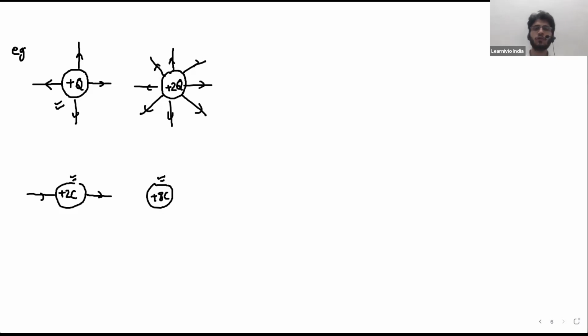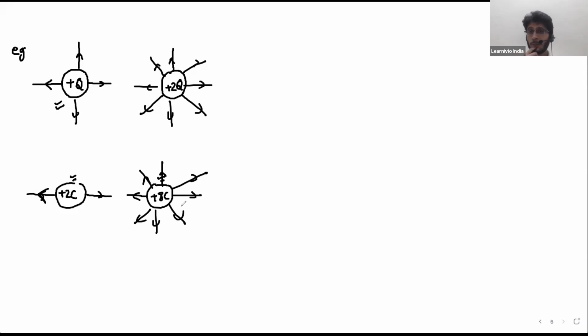So if your charge is 4 times, then what will happen to the number of field lines? For 2 coulomb, I am drawing 2 field lines. Then what would be the number of field lines for the 8 coulomb charge? It will also get increased by 4 times. So for 2 it is 2, for 8 coulomb it will be 8. So you'll have 8 field lines for it.